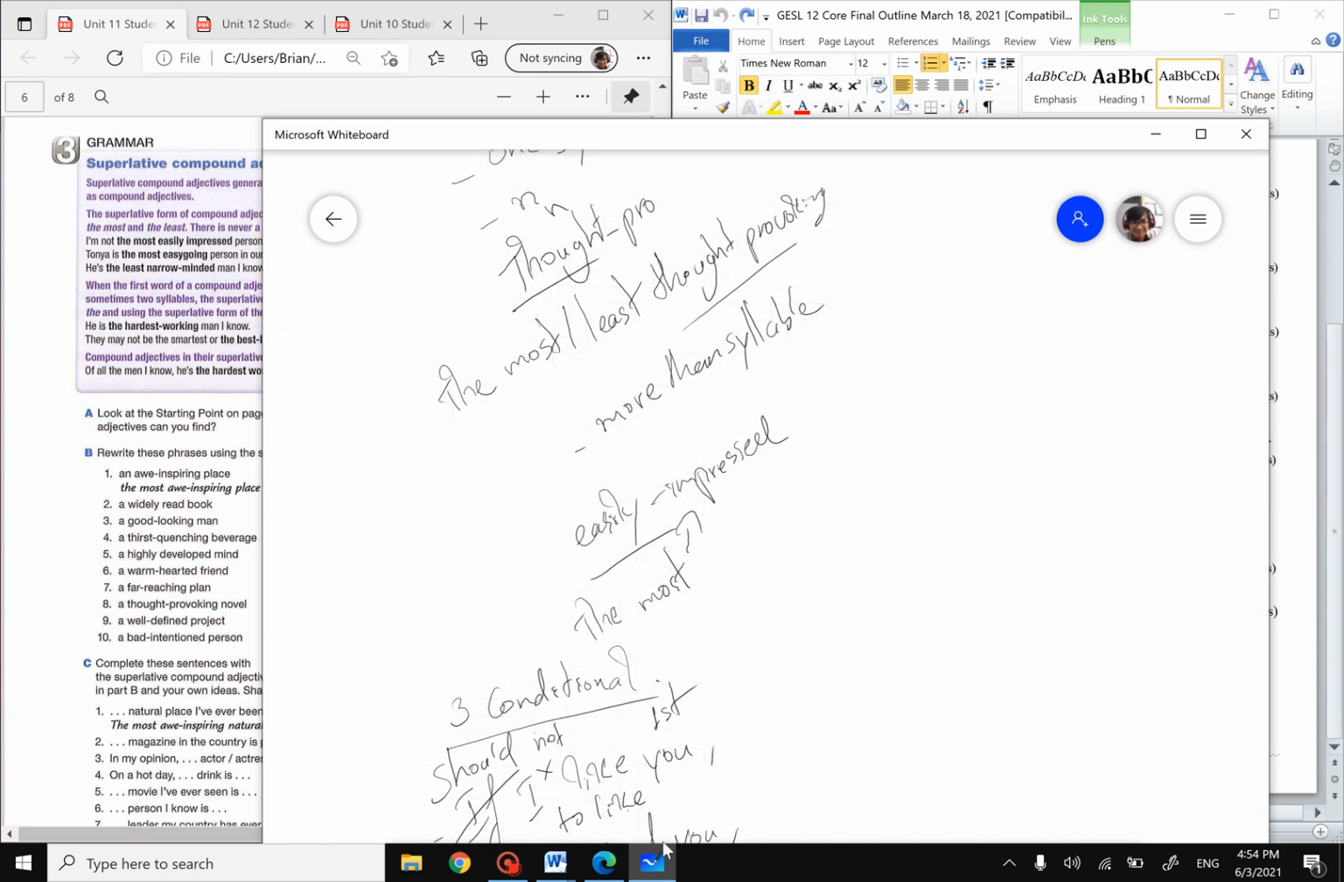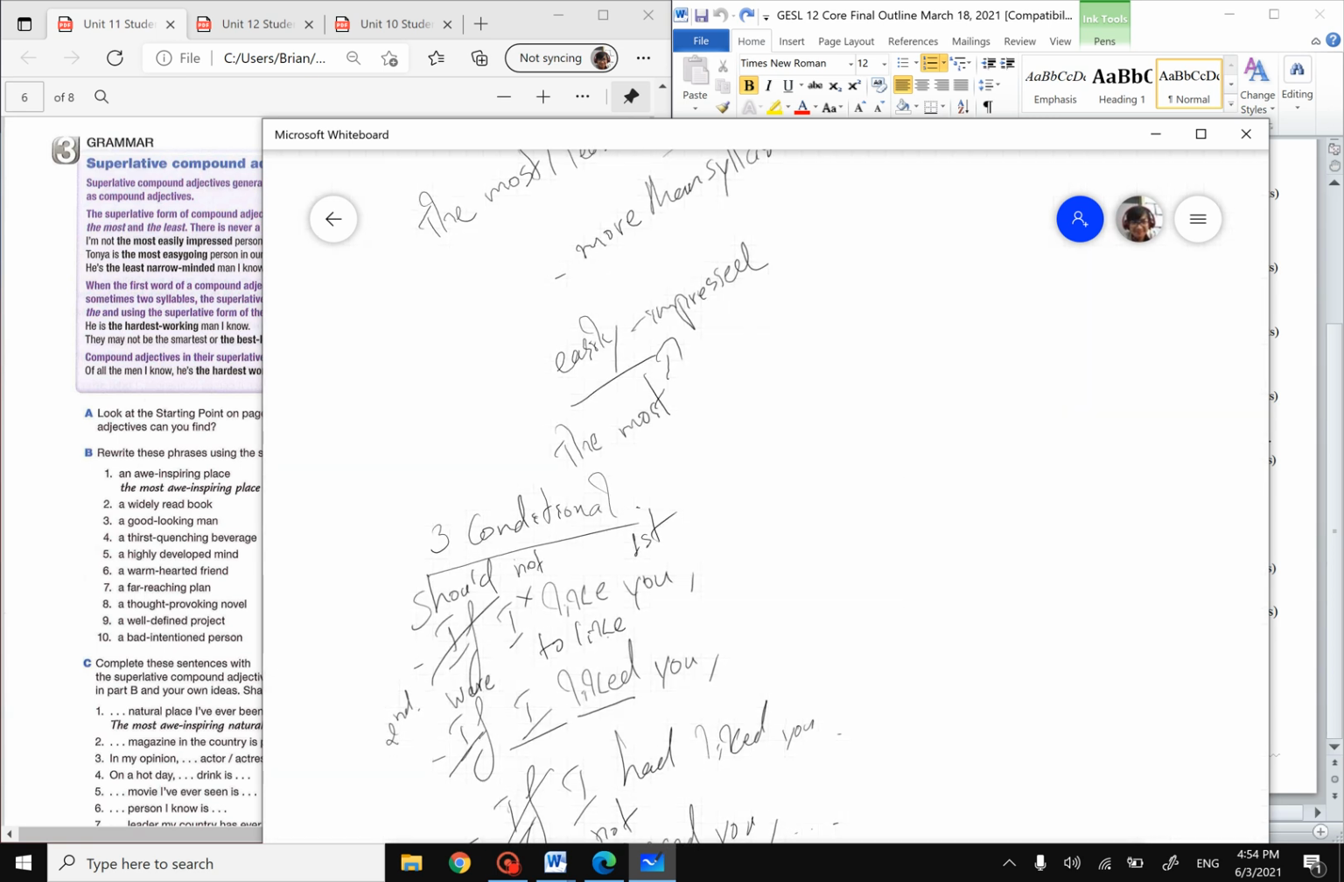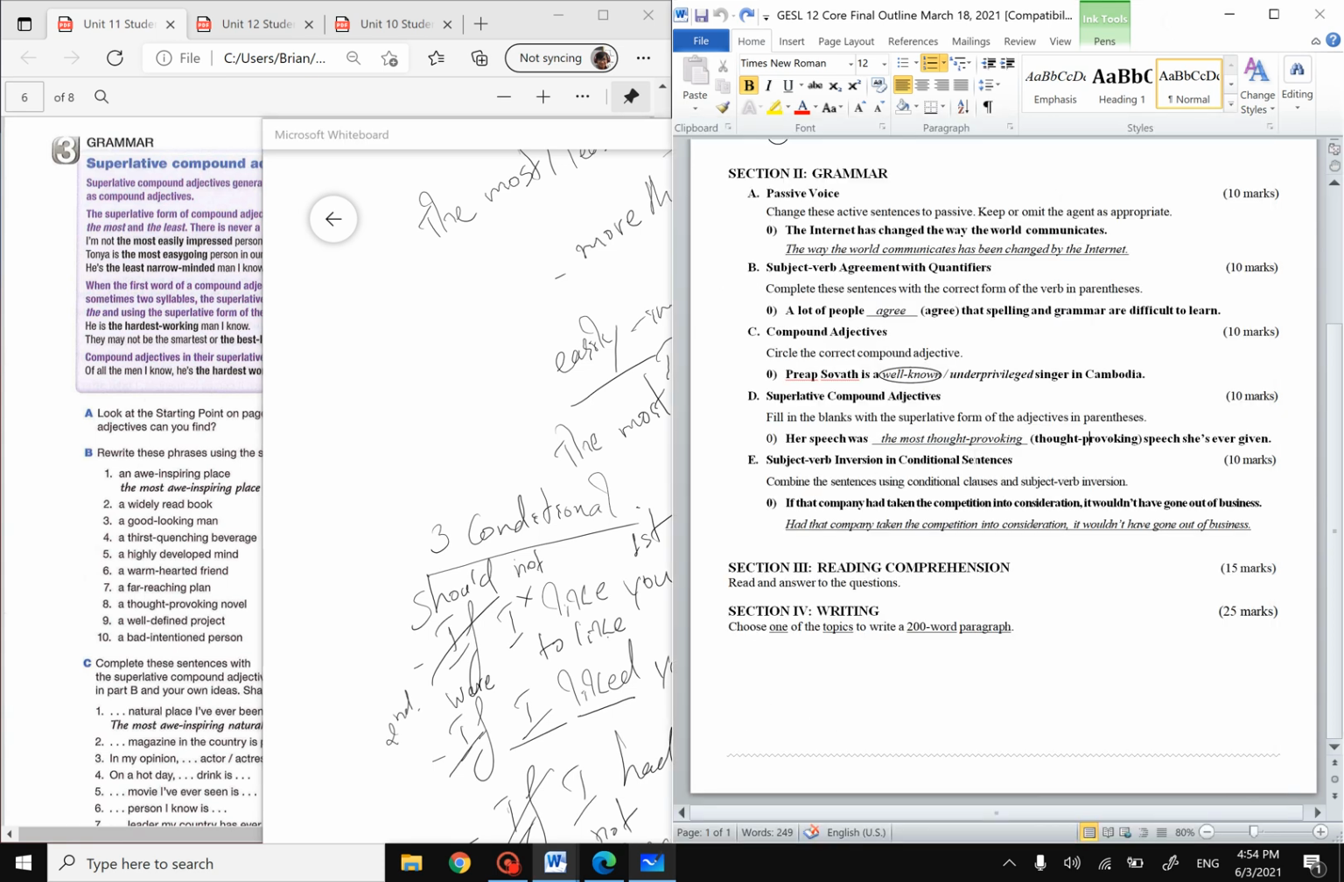And another one, if the first half of the compound adjective is more than one syllable, again, we just put the most or the least. We don't have to think a lot. Okay, and that's it with this.